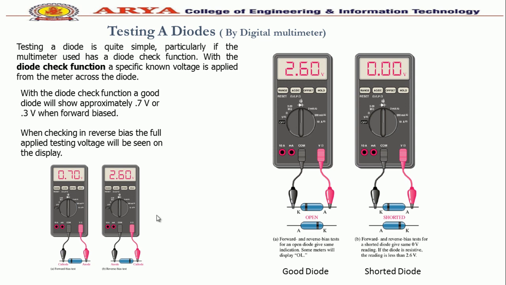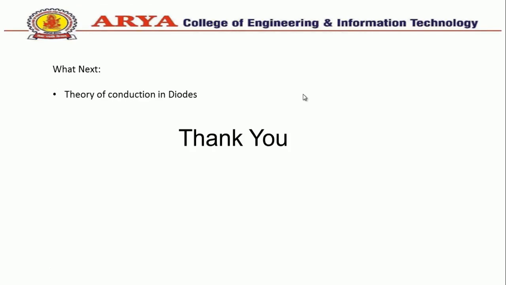Similarly, forward or reverse bias test for an open diode gives the same indication, that is OL, that is open, on the display. For the shorted diode, for forward and reverse bias, we get the same 0 volt reading. So what next? We are covering the theory of conduction in diodes.